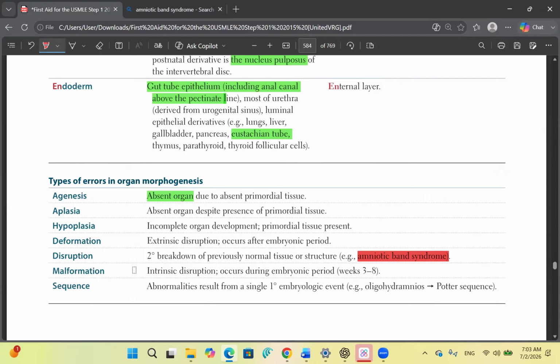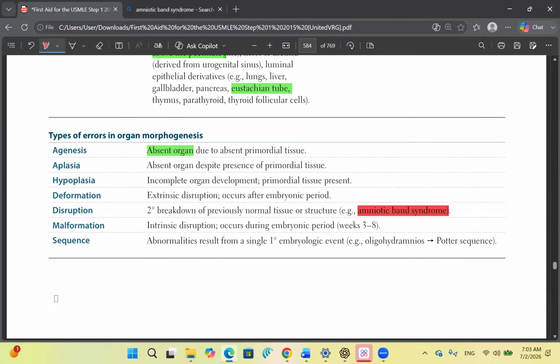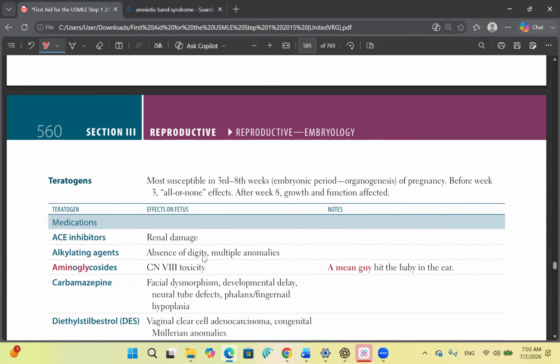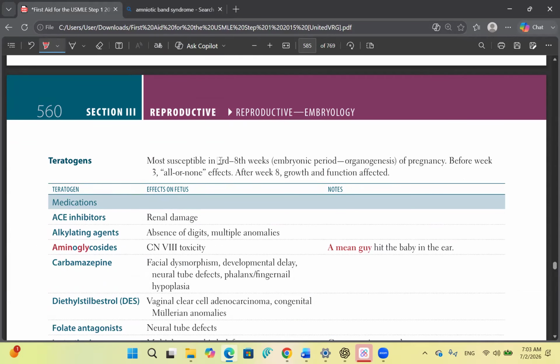Next is an intrinsic disruption, which occurs during the embryonic period and is called malformation. And the sequence is abnormalities that result from single primary events, for example, oligohydramnios leads to Potter sequence. Okay, so far so good. Now, teratogens are most susceptible at 3 to 8 weeks, the embryonic period or period of organogenesis of pregnancy. Before week 3 or after week 8, growth and function are affected.